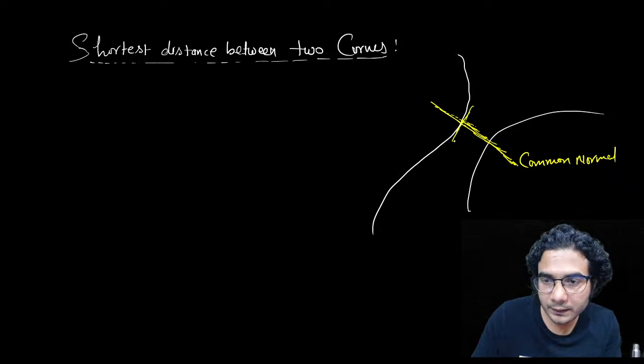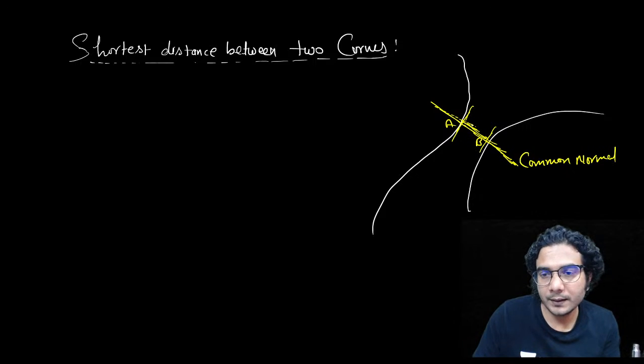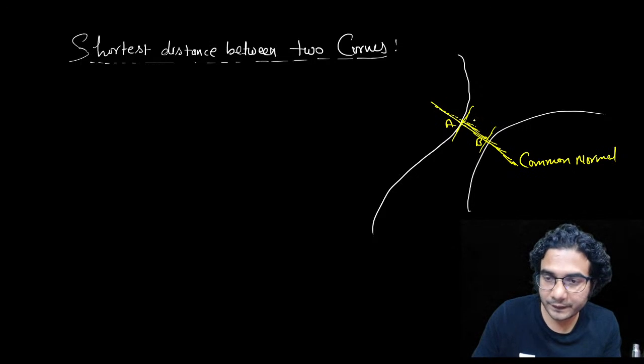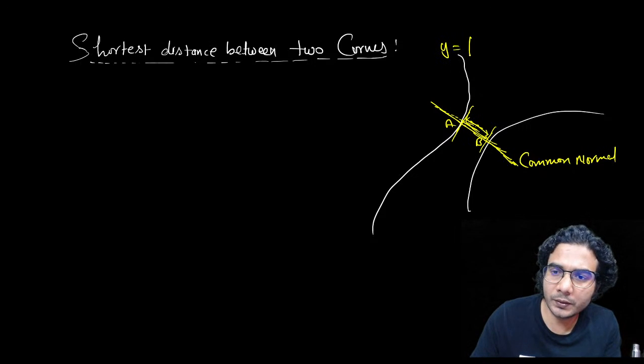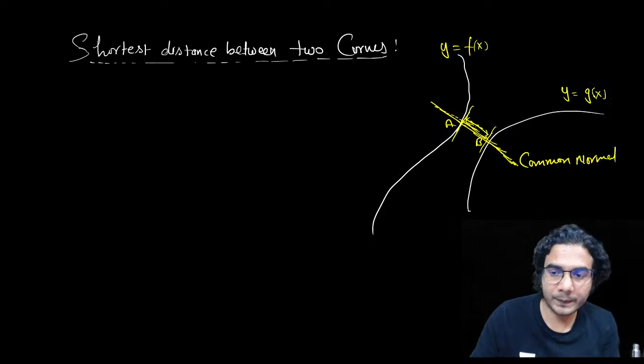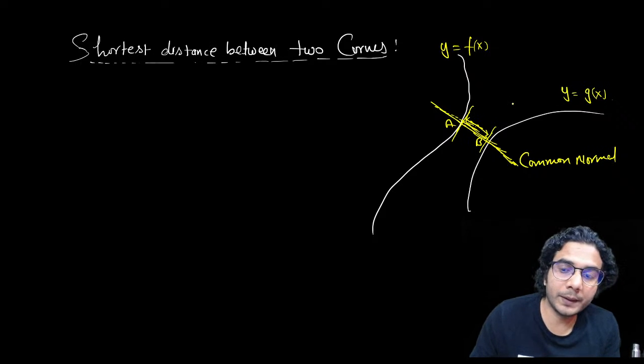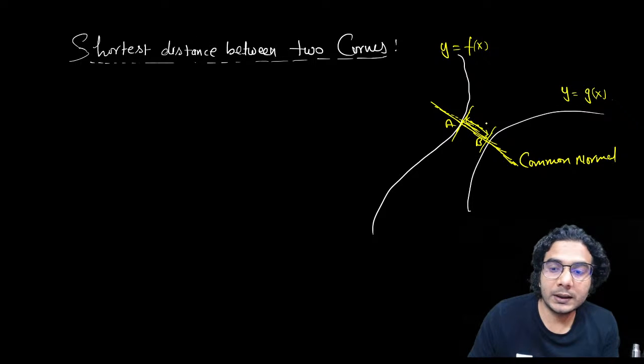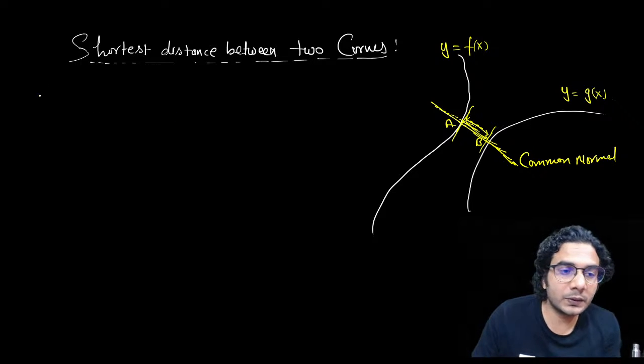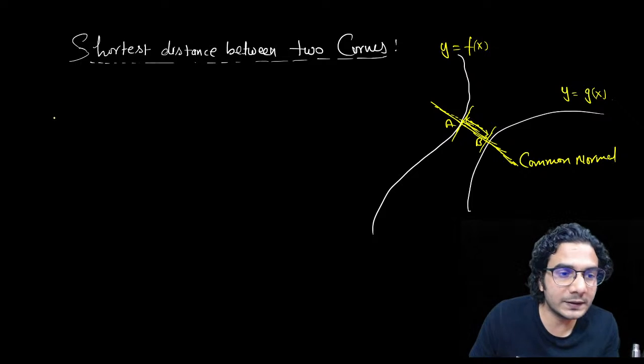Say AB is a common normal, okay? If a common normal does exist. So say this curve is y is equal to f(x) and this is y is equal to g(x). Now, how to find this common normal? If you get the common normal, what should be the procedure? So I'll tell you how to find the shortest distance.